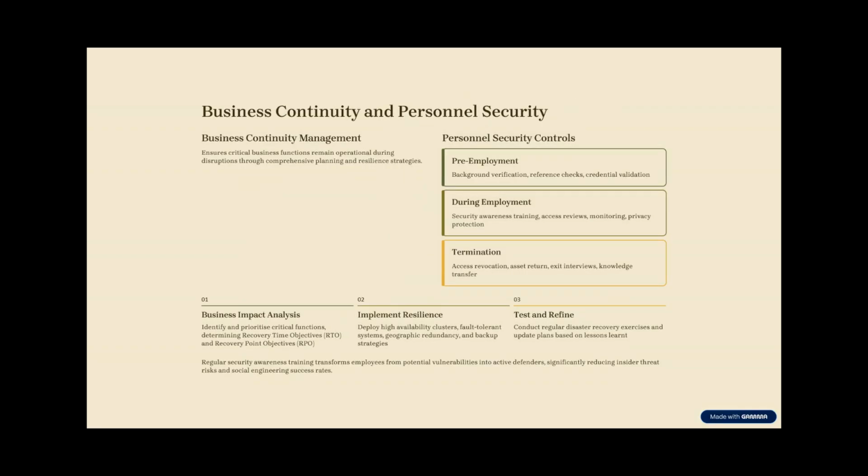Finally, Domain 1 reminds us that security is about people and process. Business continuity is about staying alive during a disaster. It starts with business impact analysis to ask what's our most critical function, how fast can we recover it, RTO, how much data can we afford to lose, RPO. Then you build resiliency.